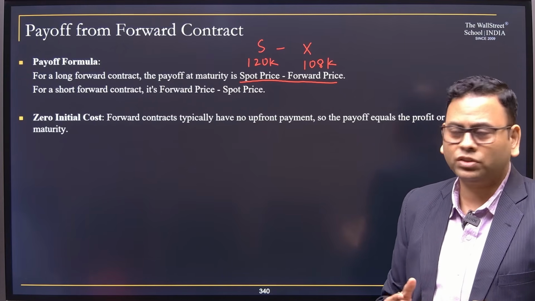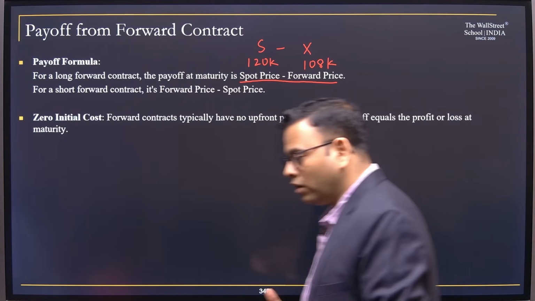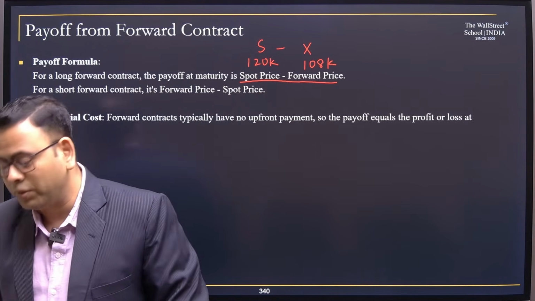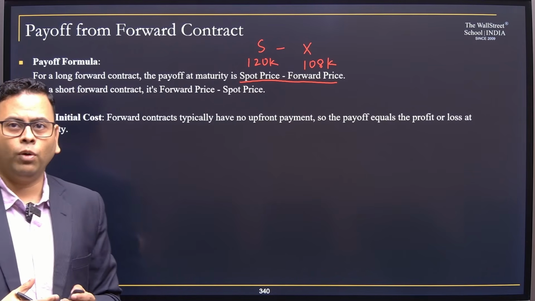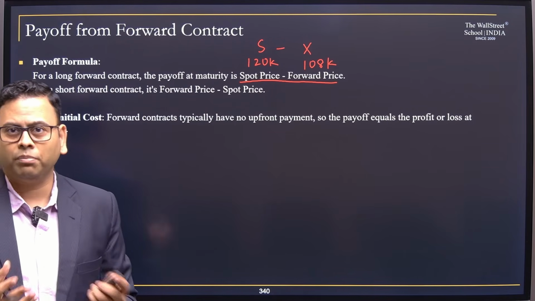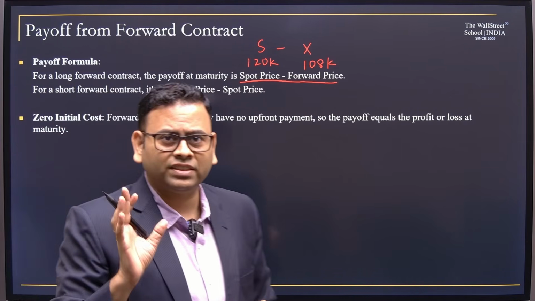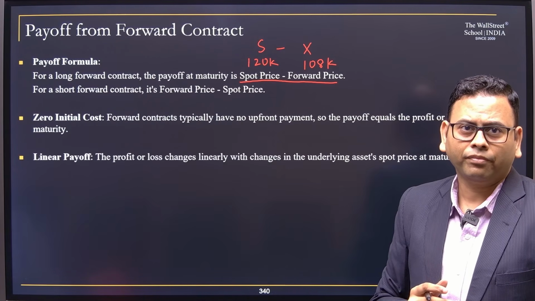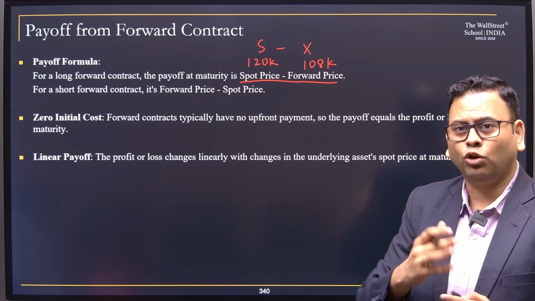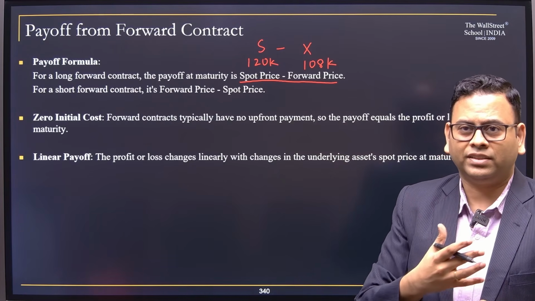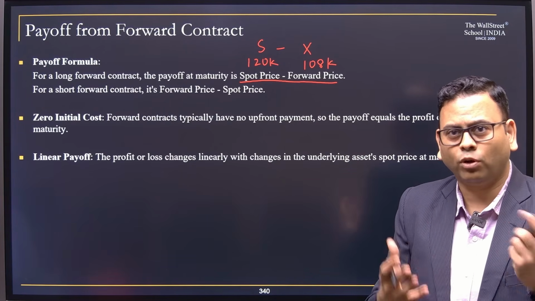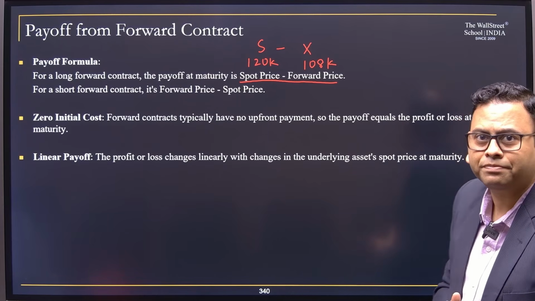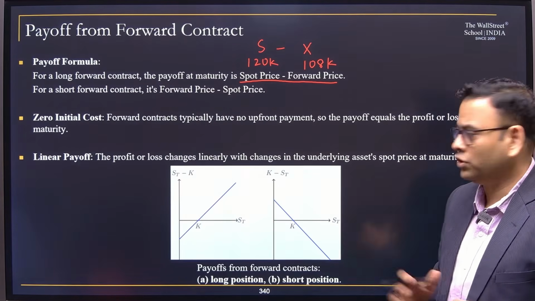It is zero cost, basically you do not pay anything for entering into a forward contract, because a forward contract typically has no upfront payment. So, the payoff is decided only at the maturity date. It is a linear payoff, which means your profit is the seller's loss and the seller's profit is your loss. So, this is a typical payoff.